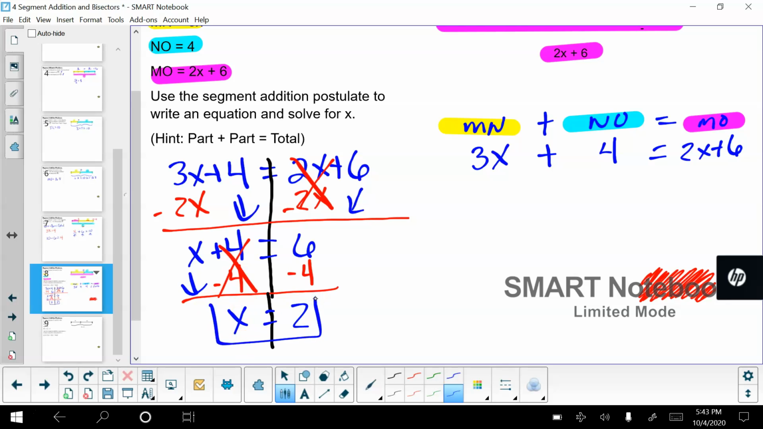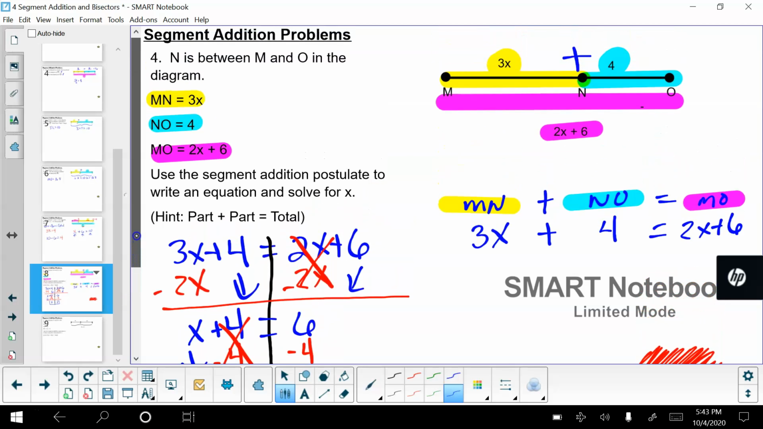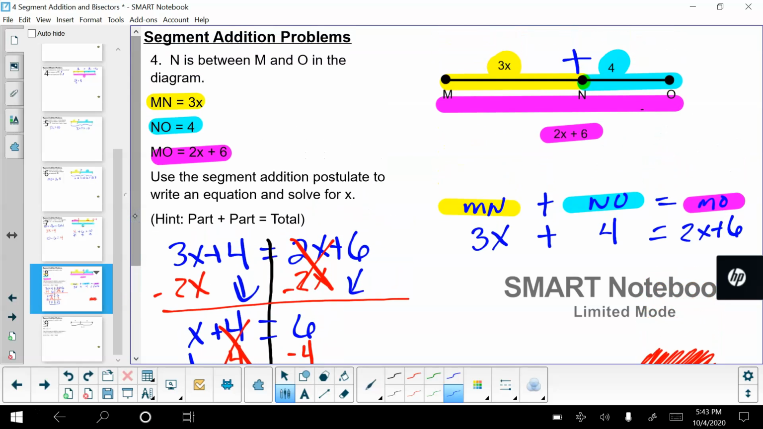But where we can actually use this is we can go back to the original diagram and notice that 3x really means 3 times x, and now I know x is 2, so I can place that in there. I've got 3 times 2 is 6.